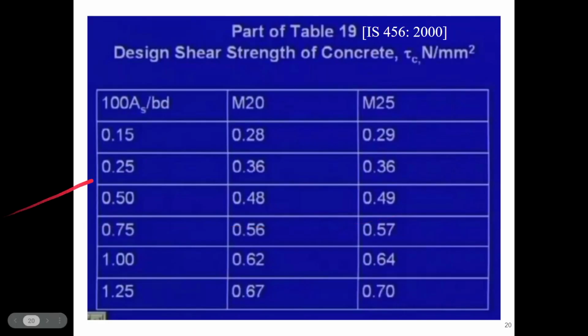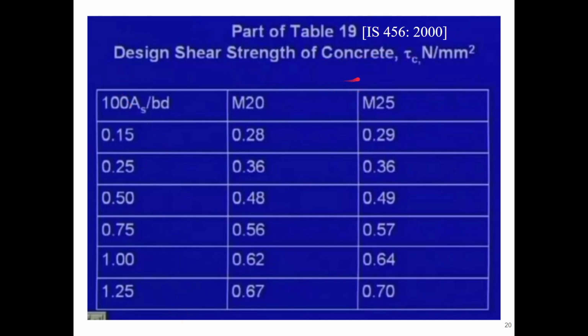Okay, so as per Table 19 of IS 456:2000, the design shear strength of concrete, tau c value, is basically a factor of the amount of longitudinal steel present. That is 100 Ast by bd, or the pt value. So the pt value is nothing but Ast by bd into 100, and tau c is a function of that. That will give the design shear strength of concrete.